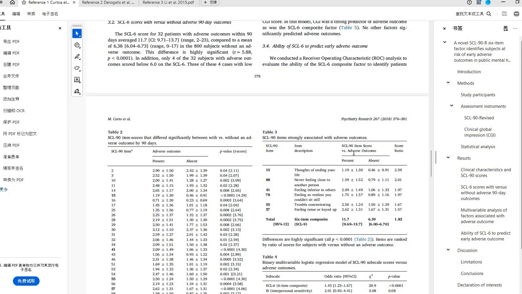During this time, some of these people experienced adverse outcomes. Adverse outcomes include suicide and hospitalization. Some of them attempted suicide, and some of them had to be hospitalized. These people are at high risk. They need to be treated first. They need to be given priority in seeing the doctors.